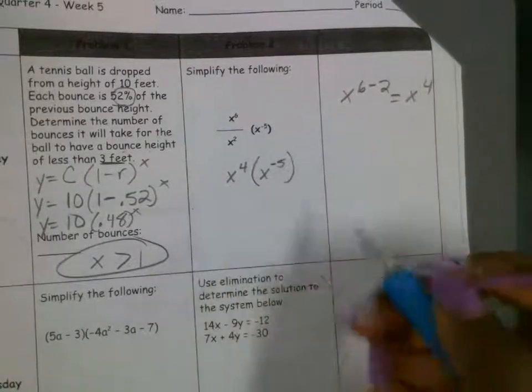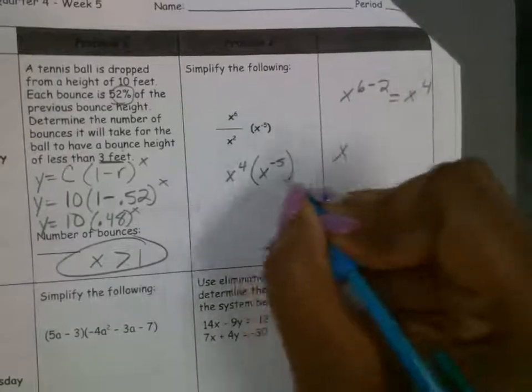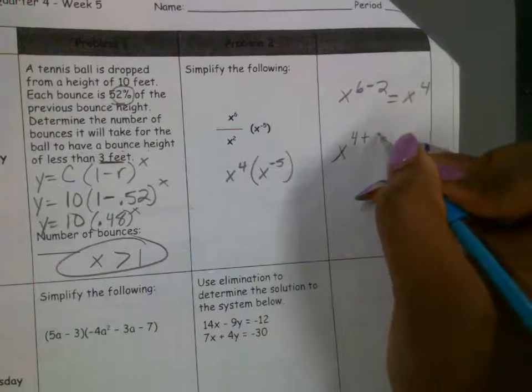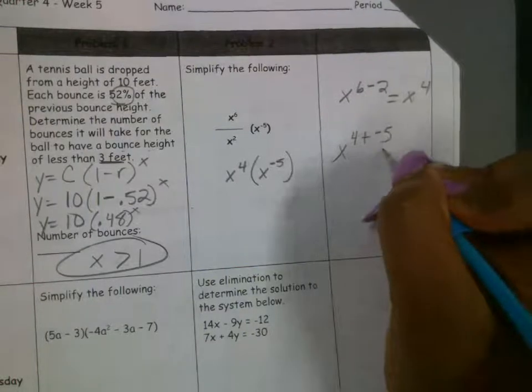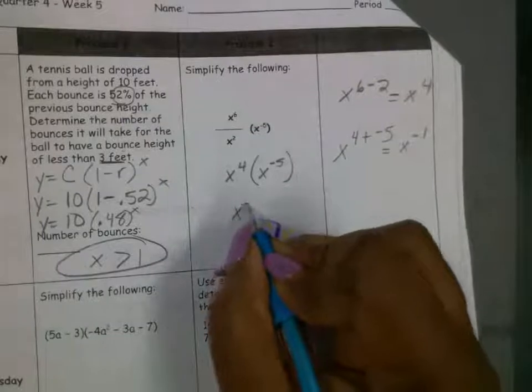Now what do we do here? We add them. Very good. So we add the exponents. When you multiply, you add the exponents. So that's 4 plus a what? Which is what? Negative 1. So this is going to be x to the negative 1.